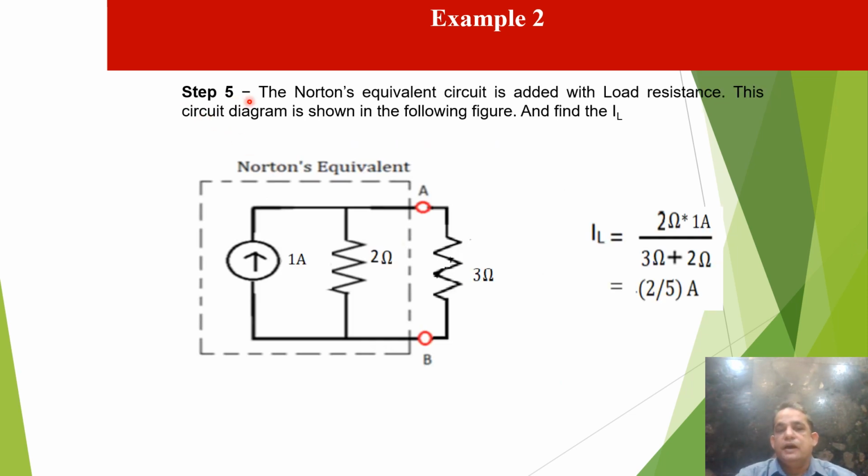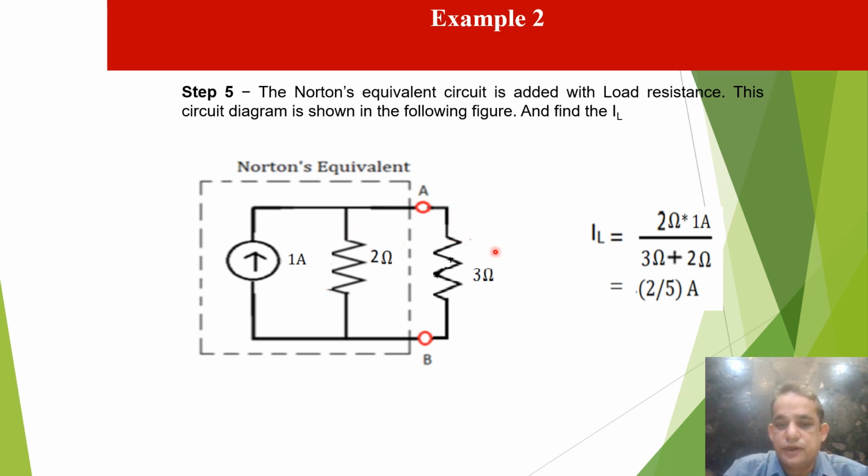In step 5, the Norton equivalent circuit is added with the load resistance. This circuit is shown in the following figure. Here we connect the load resistance, which is 3 ohm, with the Norton equivalent. We know the Norton equivalent is a 1 ampere current source and 2 ohm Norton resistance. Here we apply the current division rule to find the value of load current.